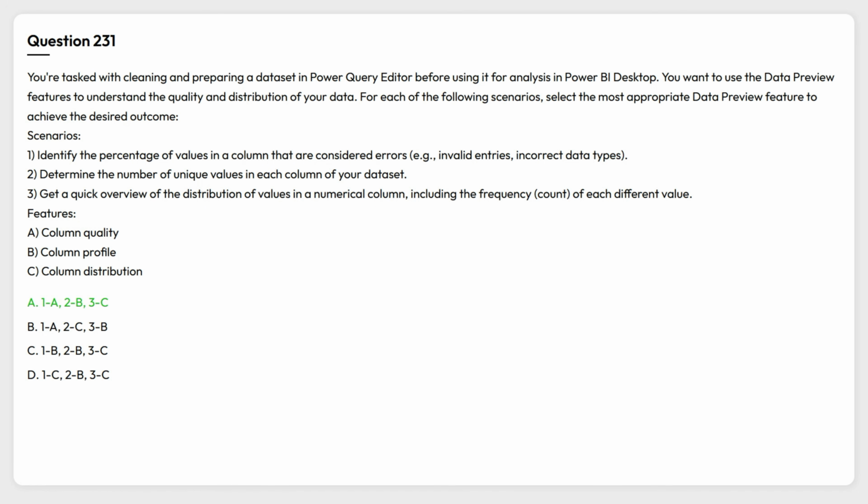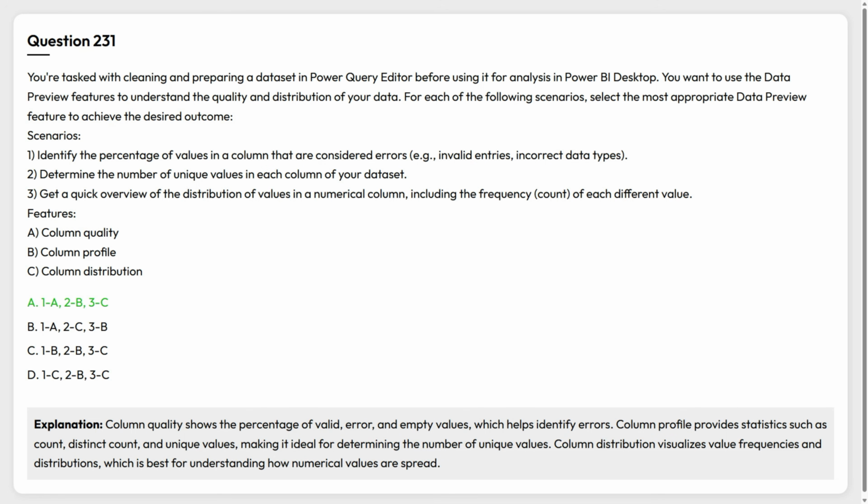The correct answer is option A: 1A, 2B, 3C. Column quality shows the percentage of valid, error and empty values, which helps identify errors. Column profile provides statistics such as count, distinct count, and unique values, making it ideal for determining the number of unique values. Column distribution visualizes value frequencies and distributions, which is best for understanding how numerical values are spread.